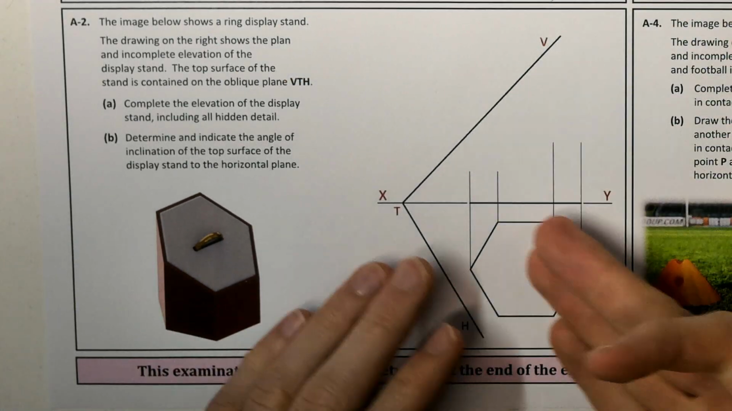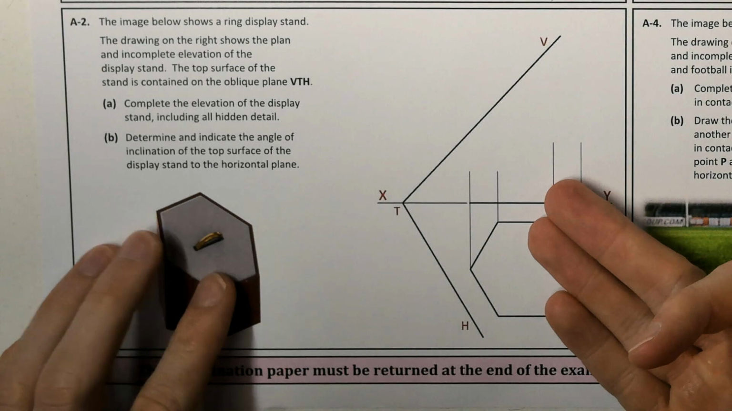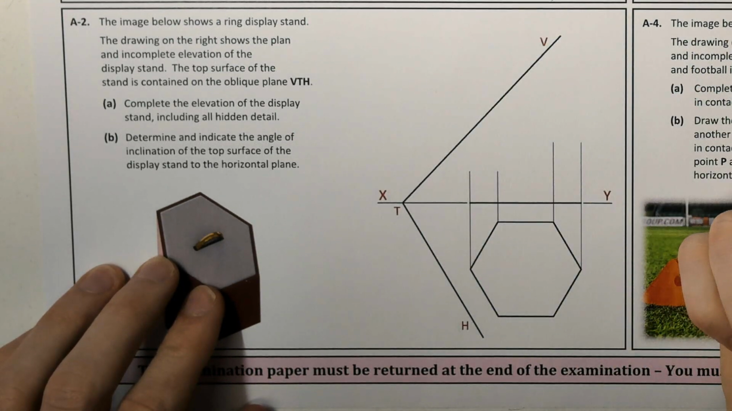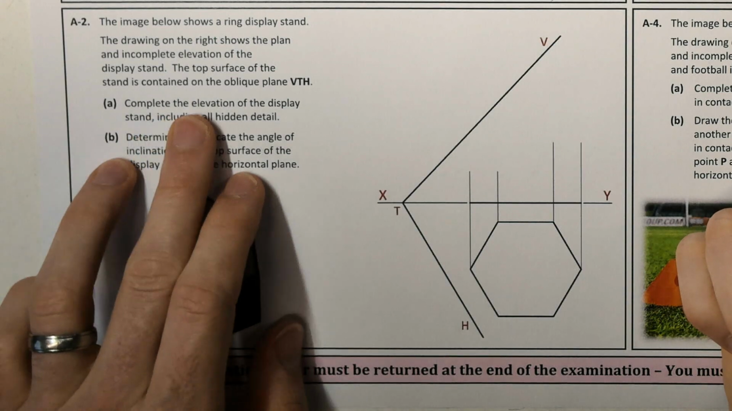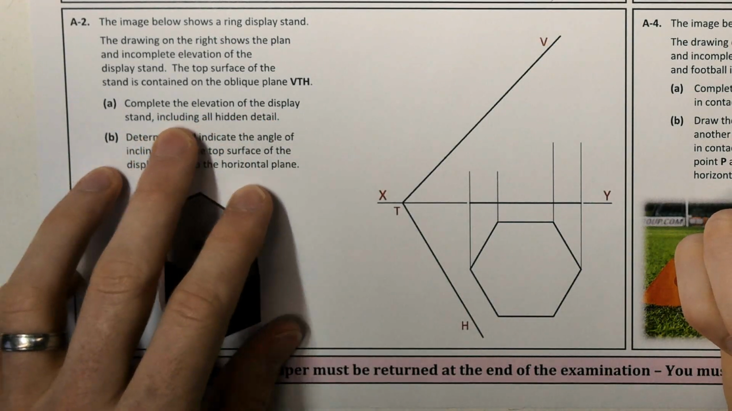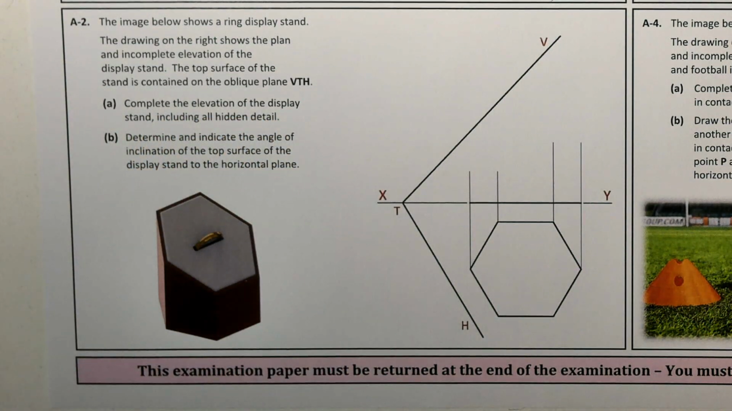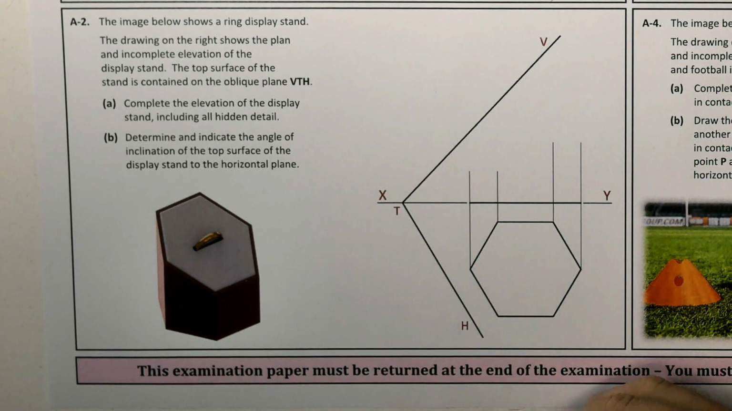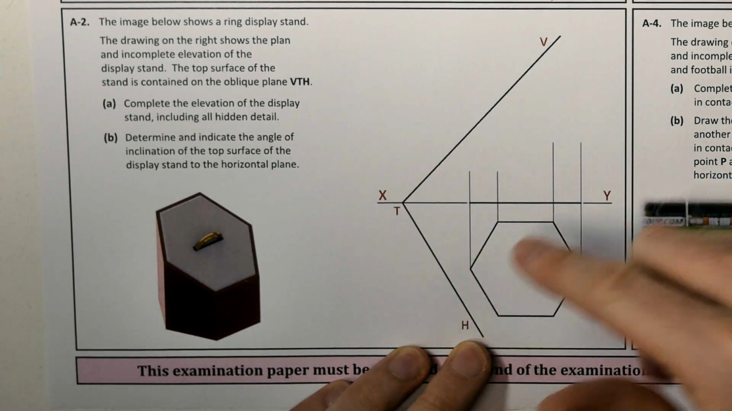Okay, so we have this stand or this ring display. It's been sliced by this oblique plane VTH. And they want us to complete the elevation of the display stand, including all hidden detail. So what we're going to do is take horizontal sections through this oblique plane, which will result in horizontal lines. So they'll be parallel to the HT.